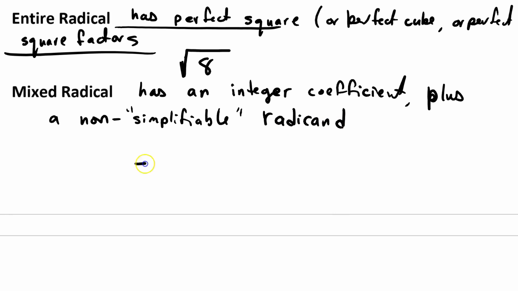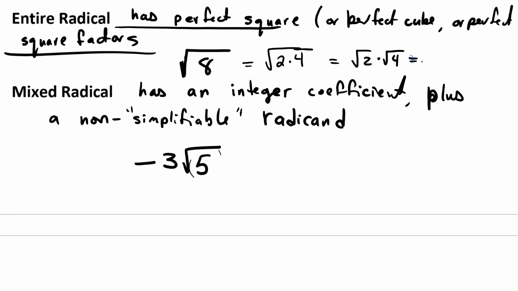So for example, if I were to say -3 root 5, I don't have any way of simplifying this down. Whereas with the 8, I can say that that is 2 times 4, which is the same thing as root 2 times the square root of 4, which is 2 root 2, just like that, because the square root of 4 is 2, and root 2 is simply the same as root 2.